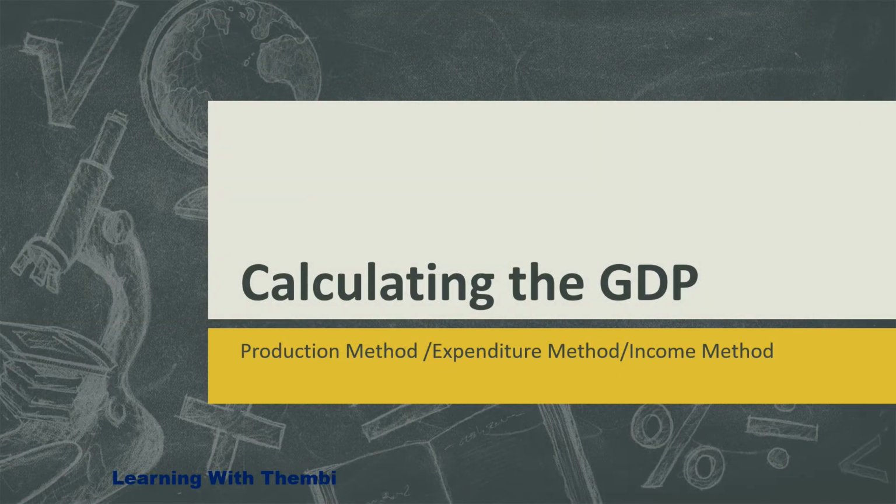From our previous lesson, we have learned that GDP is the most common national account aggregate used by the South African Reserve Bank. And we also stated that we've got three methods which we can use to calculate the GDP, and that is the production method, the expenditure method, as well as the income method.